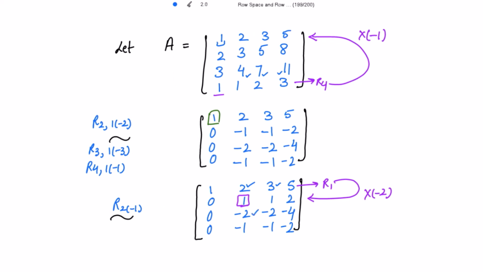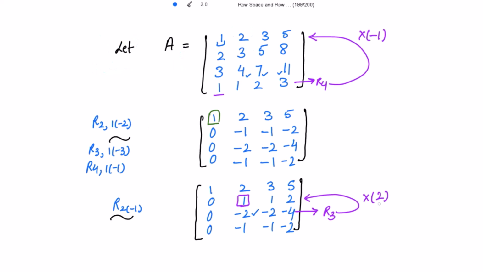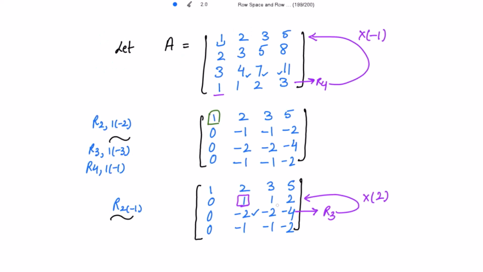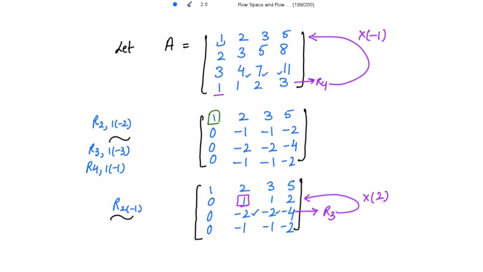To get 0 over here, row 3 needs to be changed by adding its elements to row 2, but row 2 should be first multiplied with 2. Right. 0 multiplied with 2, we get 0, adding this to 0, we get 0. 1 multiplied with 2, we get 2, adding this to -2, we get 0. 1 is multiplied with 2, we get 2, adding this to -2, we get 0. 2 is multiplied with 2, we get 4, adding this to -4, we get 0.